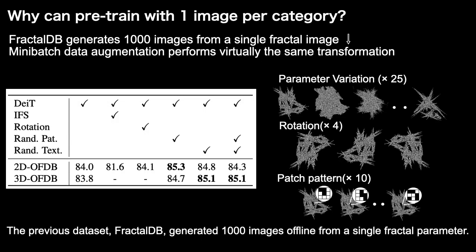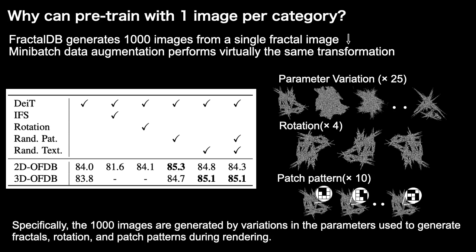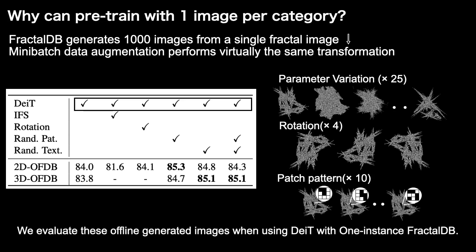The previous dataset, FractalDB, generated 1000 images offline from a single fractal parameter. Specifically, the 1000 images are generated by variations in the parameters used to generate fractals, rotation, and patch patterns during rendering. We evaluate these offline-generated images when using DeiT with One-Instance FractalDB.